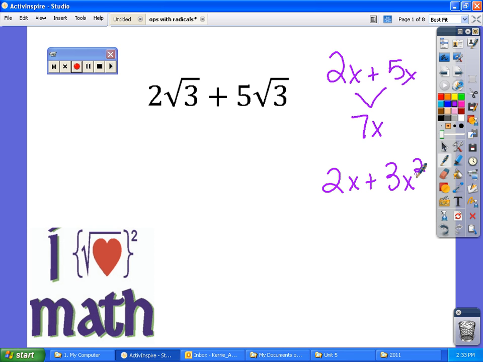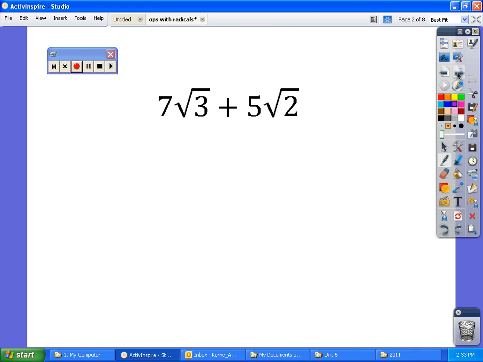Same thing for radicals. I have to look at the radical, the square root. And both of them, it's a square root of 3, so they match. So all I'm going to do is combine the coefficient out front, and I get 7, the square root of 3. Easy. Let's look at the next one.